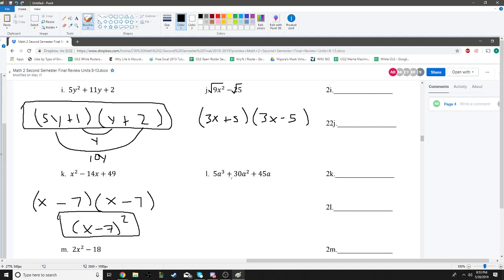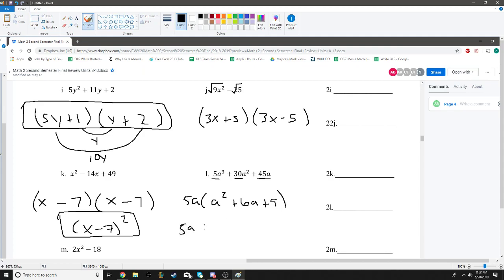This one, GCF first. Notice how they all have a 5 that they can take out, and they actually all have an a that we can take out. So 5 divided by 5 is 1. A to the third, we took an a out. There's an a squared left. 30 divided by 5 is 6. A squared divided by a is a. 45 divided by 5 is 9. There's no a left over.